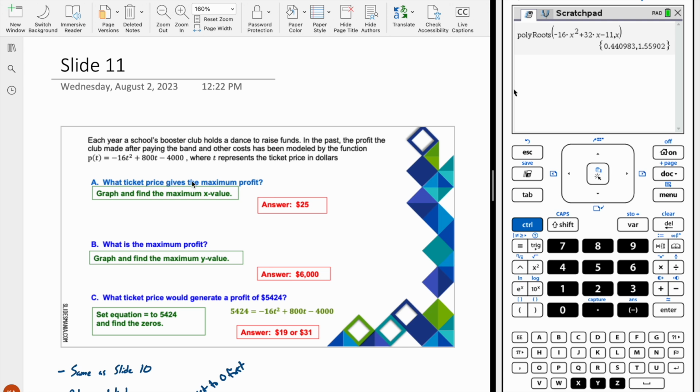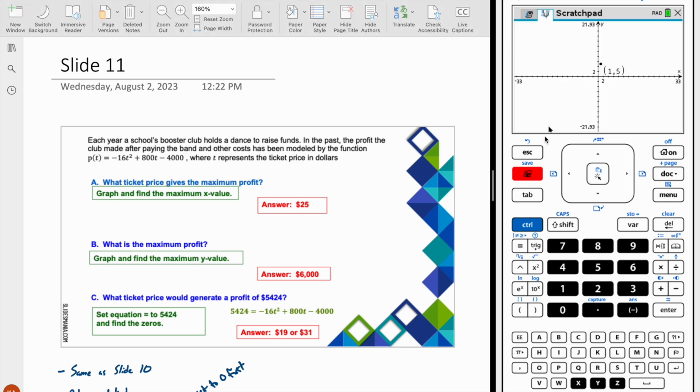What ticket price gives the maximum profit? Now notice, whenever we are looking at some form of maximum, oftentimes we would be able to graph the equation itself. So we're going to go ahead and do the same thing we did before. We're going to go over to our scratch pad towards the graphing side. What we're going to do is graph out our line itself.